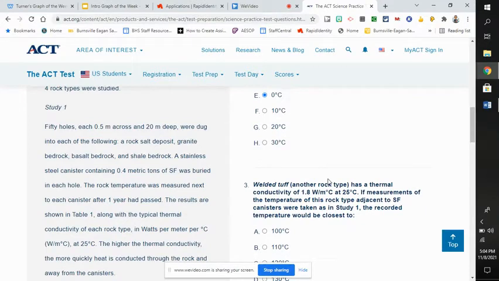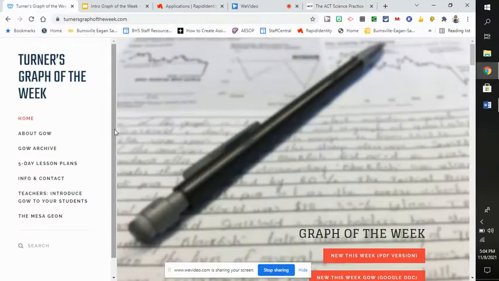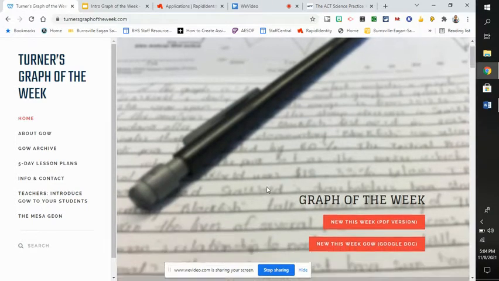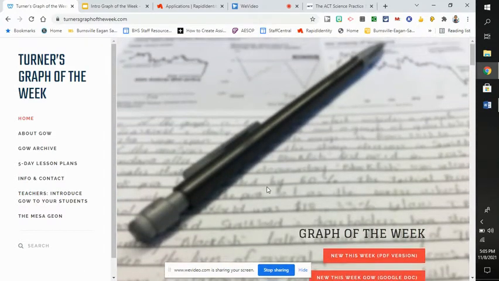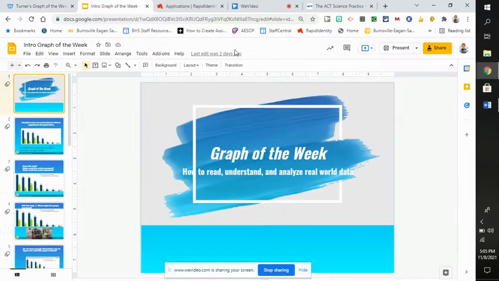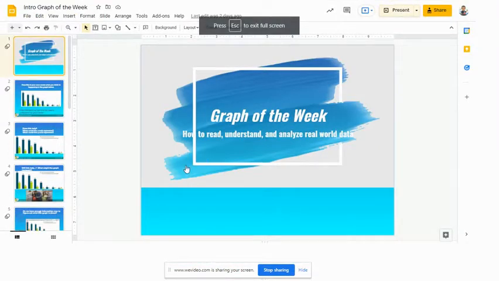As you can see, the ACT test relies heavily on your ability to find information and to figure out what graphs tell you. Okay, so today we're going to take a look at an interesting thing called Turner's Graph of the Week. Turner's Graph of the Week is an excellent website. They have fun graphs that have lessons to them that are kind of topical, and they let you understand things. So, in order for us to start that, we're going to do this lesson.